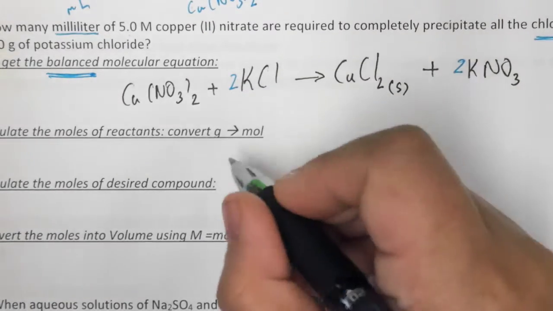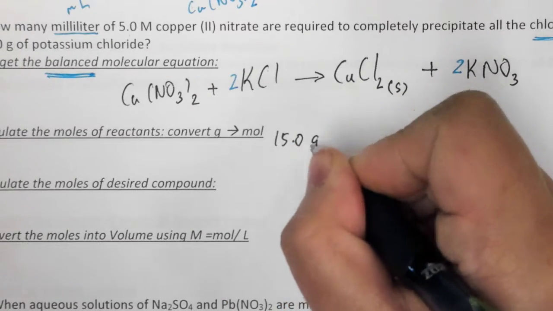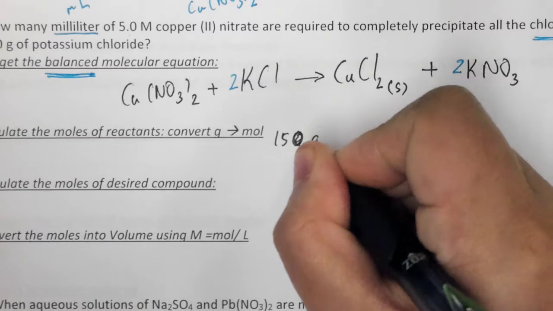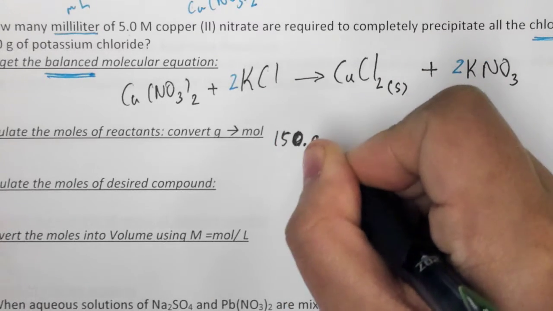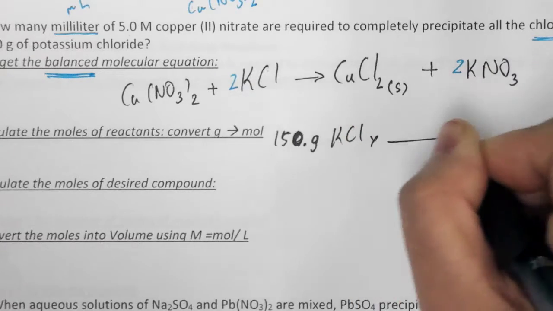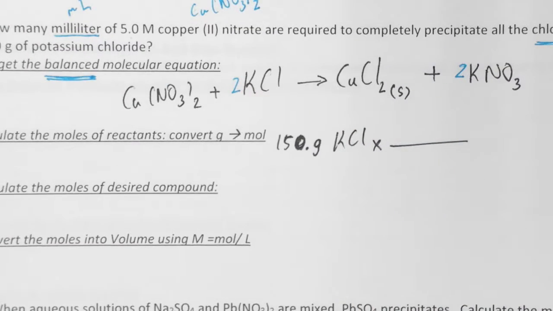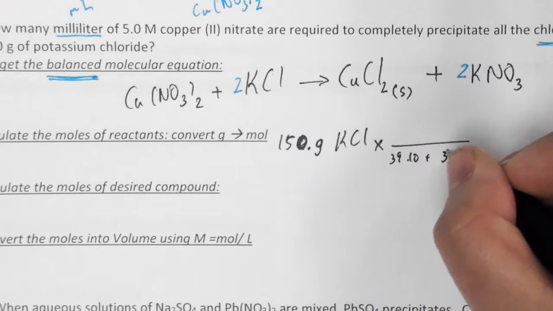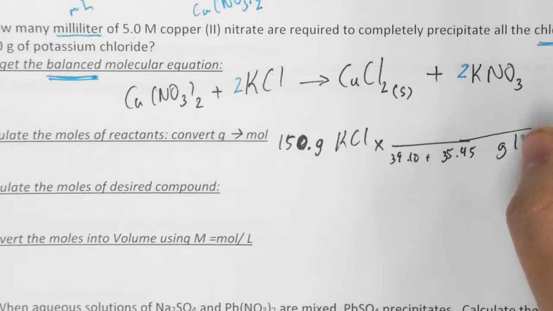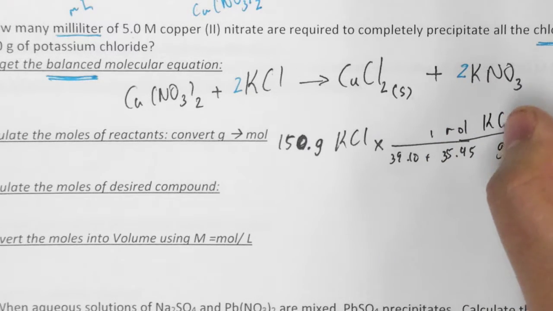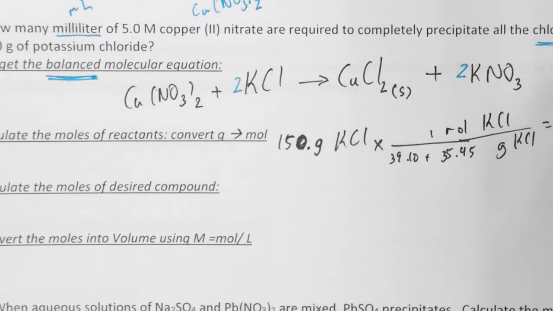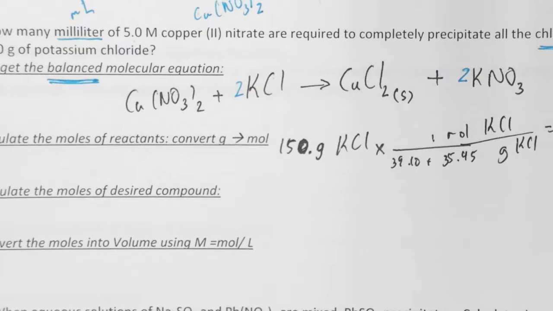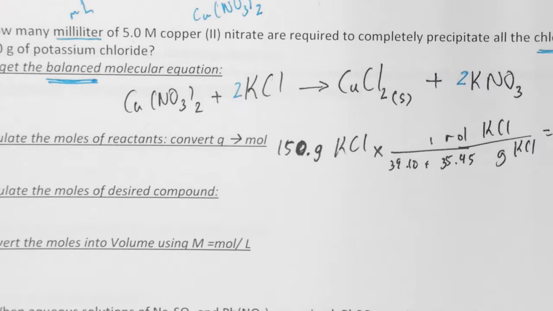So let's do that. Grams is 15.0 gram. Oh no, 150. Okay, forget it. KCl. Alrighty. Make sure you pick up the correct number. KCl, that would be 39.10 plus 35.45 gram KCl. 1 mole of KCl. That will give you moles of KCl. Okay, so let's see. About 2, I'm thinking.